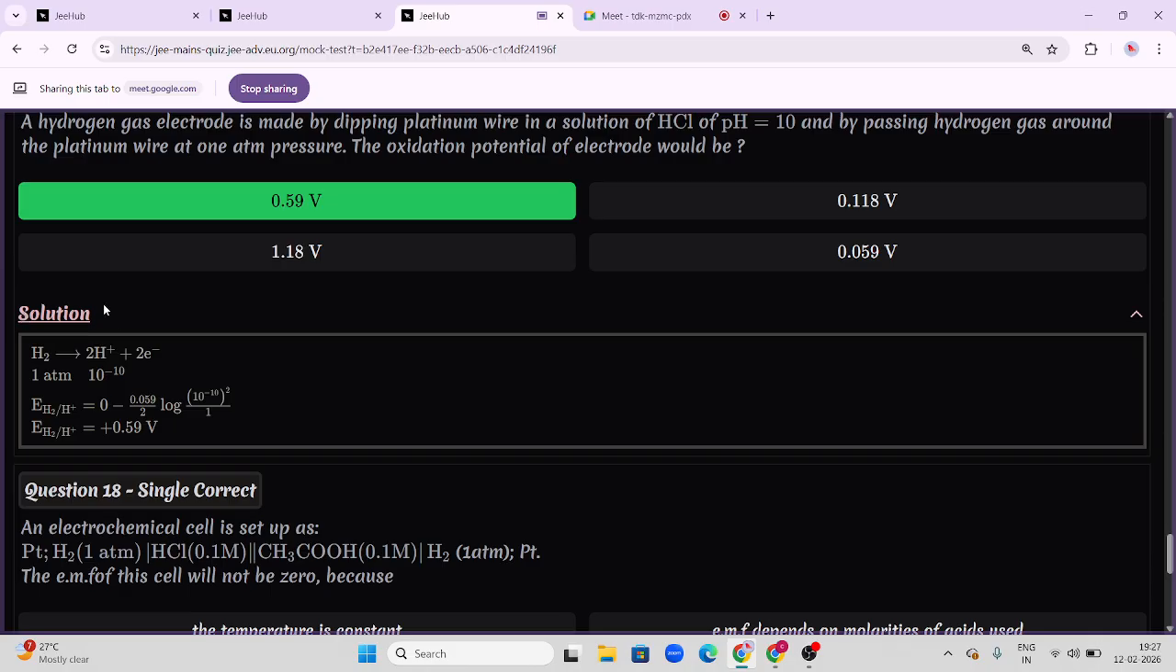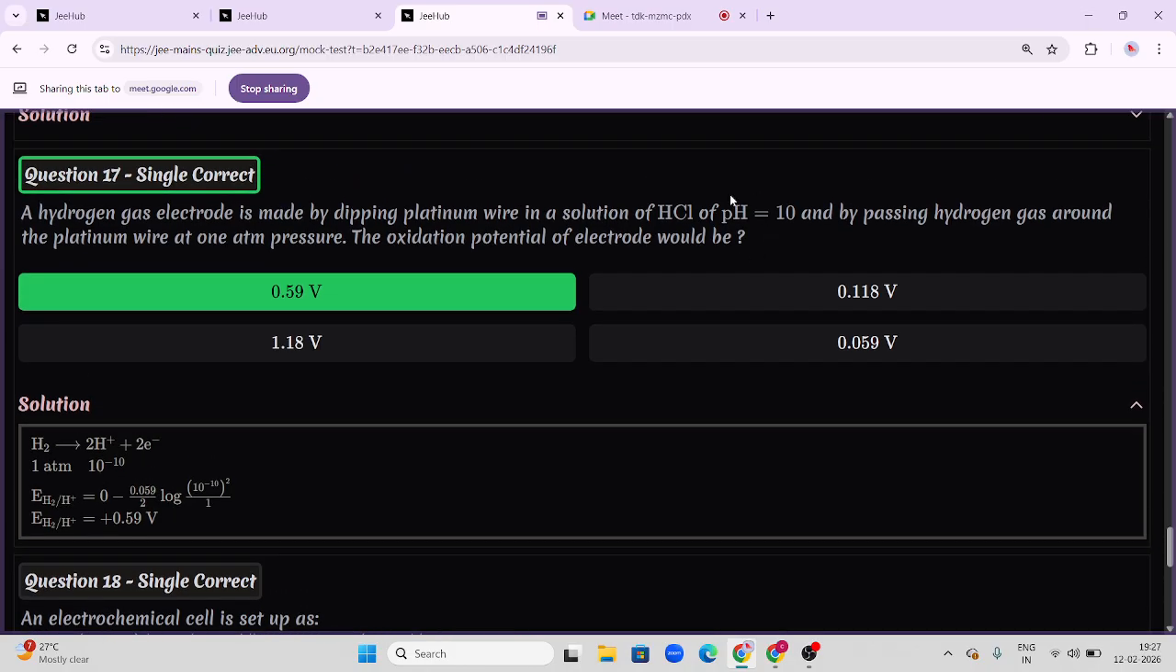So as Kagol correctly identified, pH is provided, so it has to be 10 power minus 10, isn't it? They're asking you for the oxidation potential of the electrode here. So usually for a hydrogen electrode we know how to build the Nernst equation. E is equal to E naught, which is 0, and 2 electrons are involved, minus 0.059 by 2 log of... oxidation it is, isn't it? So H2 gives 2 H plus and 2 electrons. Now this H plus is 10 power minus 10. So calculate your answer here.